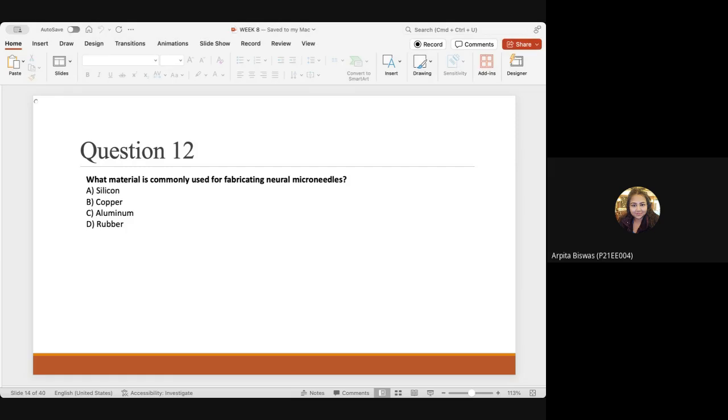Next, question number 13: which of the following is the major challenge in neural microneedle implants? First, long-term biocompatibility and durability. Second is high power consumption. Option C is limited surface area, and option D is excessive weight. So what is the right option?